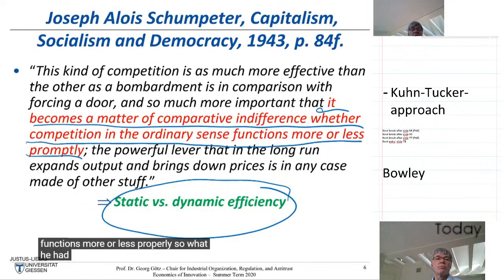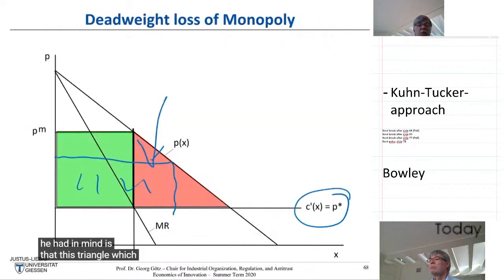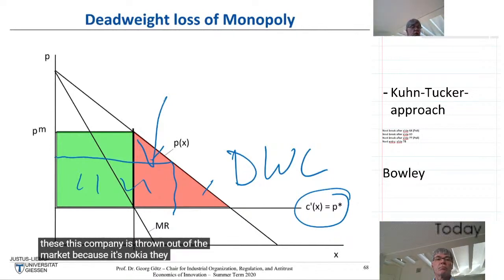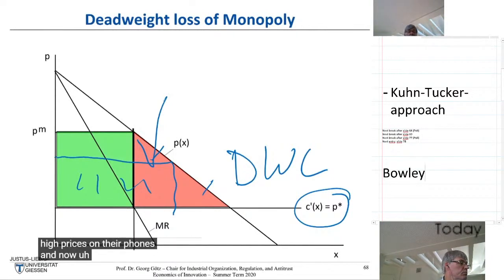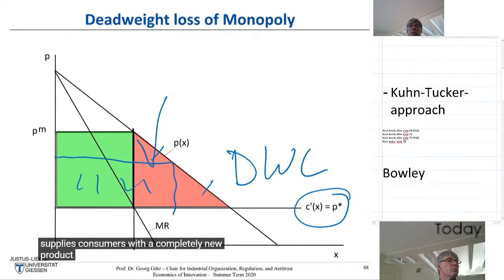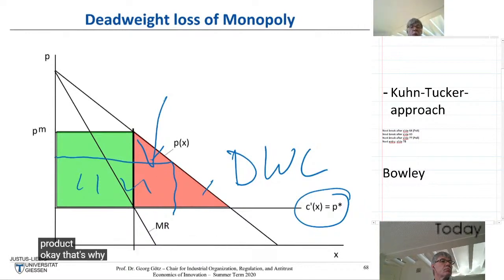So what he had in mind is that this triangle, this red triangle, which is a static welfare loss, DWL, doesn't matter if we can be sure that in 2 or 3 or 4 years this company is thrown out of the market because it's Nokia, they charge high prices on their phones, and now Apple comes up, okay, and supplies consumers with a completely new product. Okay, that's why it's important.